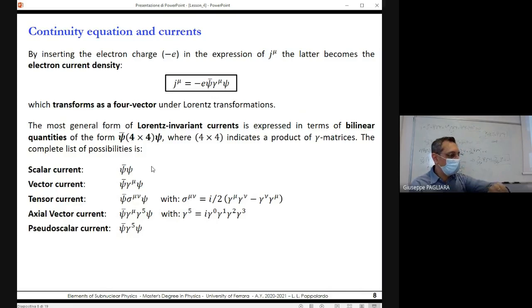Okay, we can make a 10 minutes break. Okay, we reconvene at 10 past 12. Any questions? So in the next part of the lesson, we will now study the solution of the Dirac equation and try to get also a physical interpretation of them. Okay, let's make a break. See you in 10 minutes.